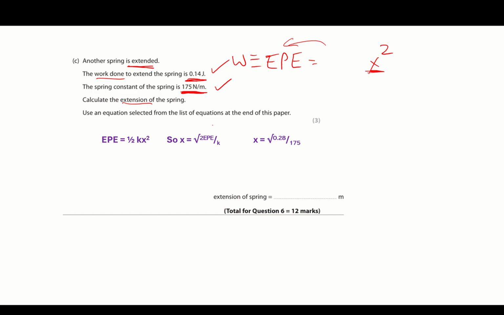We're going to take 2 lots of 0.14 is 0.28. You can see that there. And then divide by the 175. You can see that there. And then square root the answer. And you'll be left with an answer of 0.04 meters or 4 centimeters.